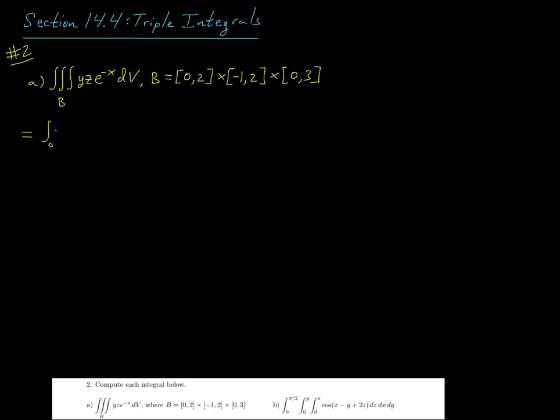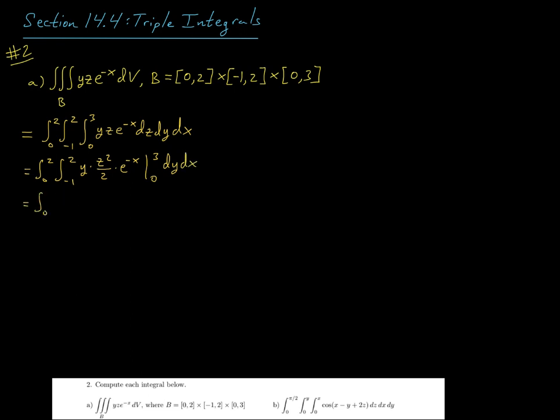So I'll go ahead and put the x bounds on the outside, then the y bounds, and then the z bounds. So we're doing a dz dy dx integral. And for the z integral, that's going to give us y times z squared over 2 times e to the minus x, and we're evaluating as z runs from 0 to 3. And then we have our dy dx.